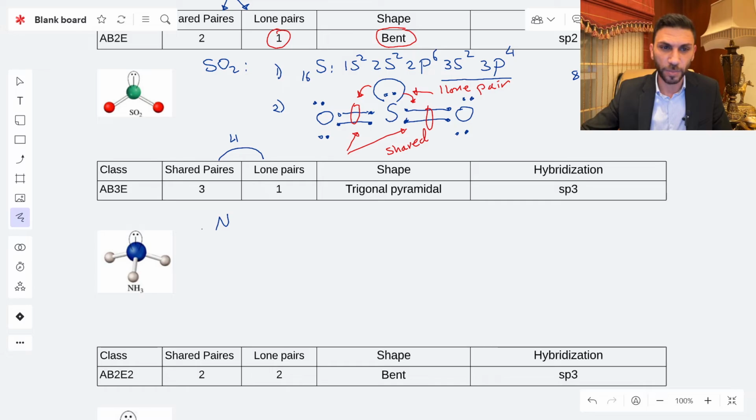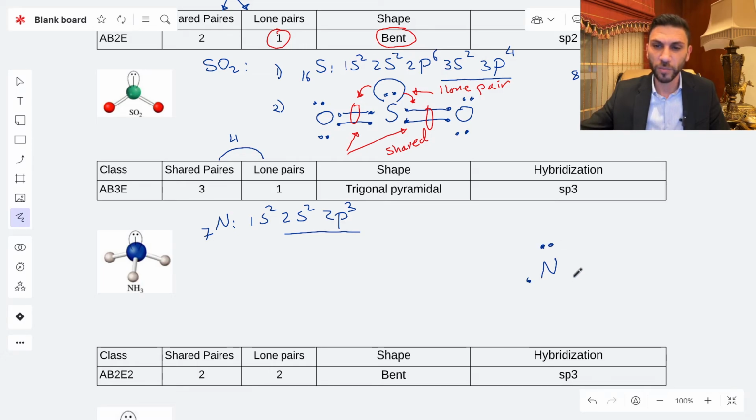Now, let's take this example, the NH3. Nitrogen from the periodic table has 7 electrons. So it's going to be 1s2, 2s2, and 2p3. That is, the valence electrons are 5. So I'm going to write that the nitrogen has 5 valence electrons: 1, 2, 3, 4, and 5. And we have 3 hydrogens, so each hydrogen has 1 electron. And these are the single bonds between the 3 hydrogens and the nitrogen atom.